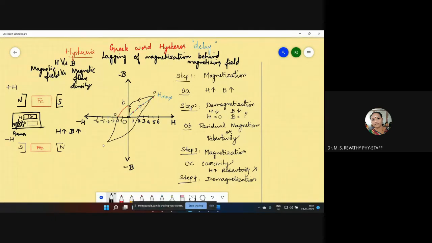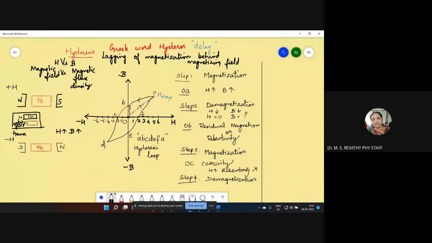So this is BCD. The point on the y-axis is E. The point on the x-axis will be F. So hence we get A, B, C, D, E, F, and A, which is called the hysteresis loop.